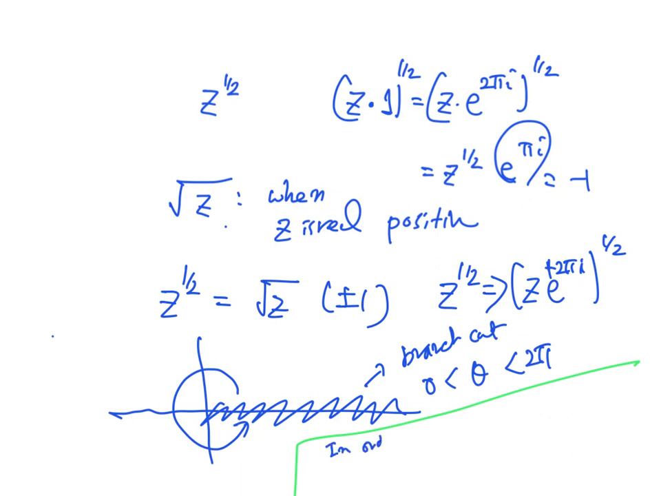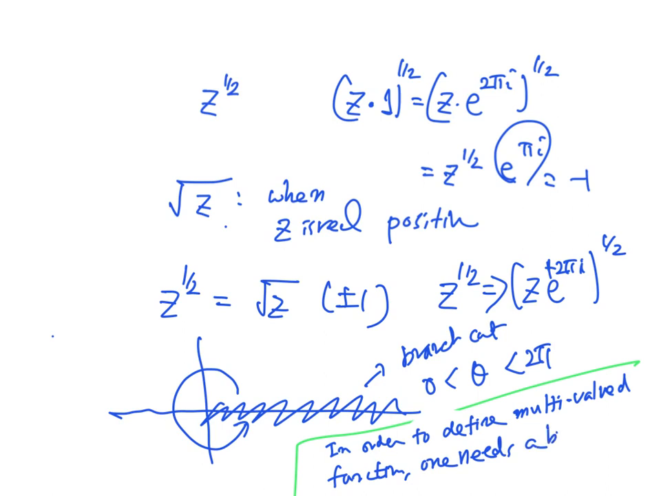So in order to define it, one needs a branch cut confining theta to 0 to 2 pi, etc. So you have to be careful when you want to define a multivalued function.